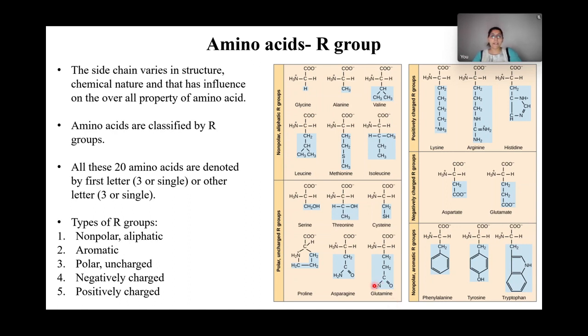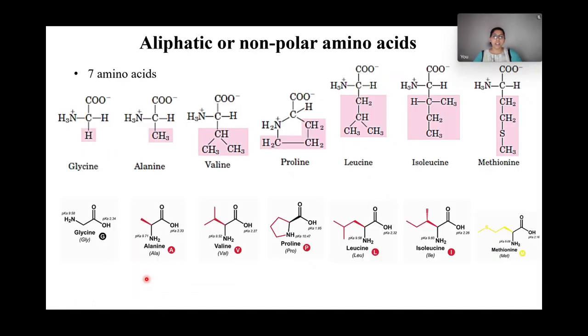But just to understand the broad classification of the R groups, or the broad classification of the amino acids: non-polar aliphatic, aromatic, polar but uncharged. That means they are capable of forming a polar hydrogen bond, but in their native form they are uncharged. Then you have some negatively charged units, negatively charged in their native form, and positively charged in their native form. So we'll start with the aliphatic or the non-polar amino acids.